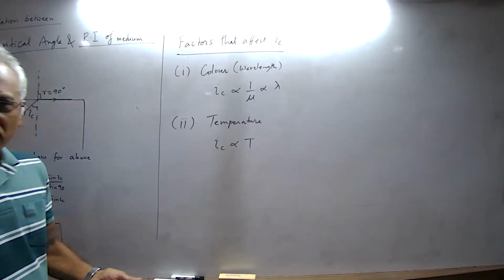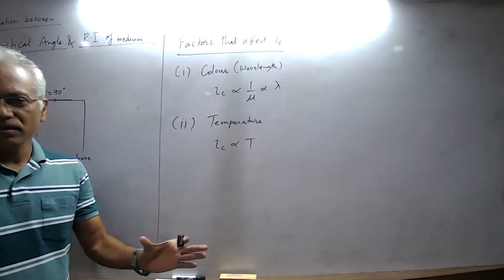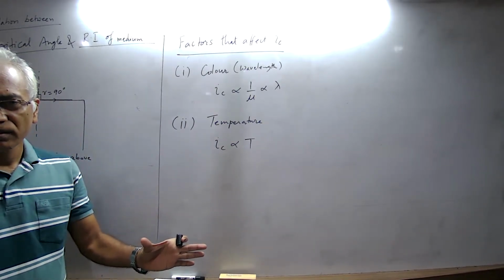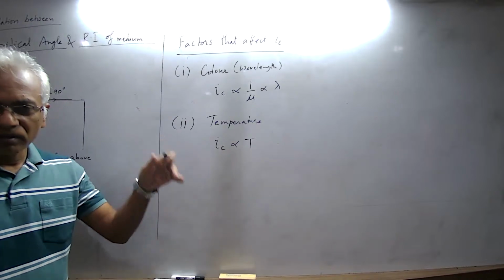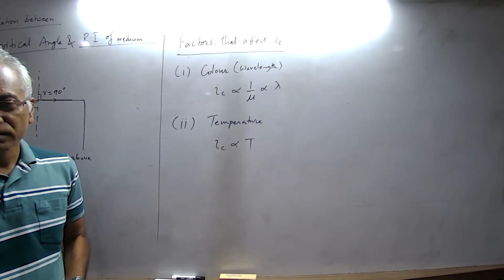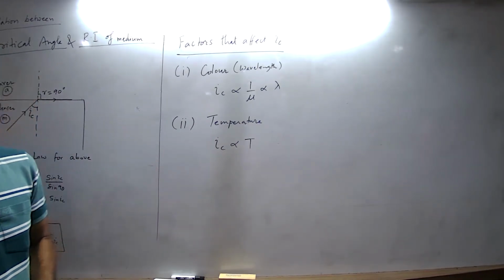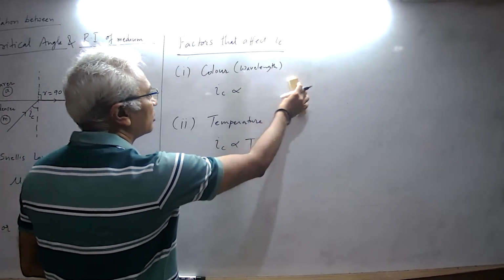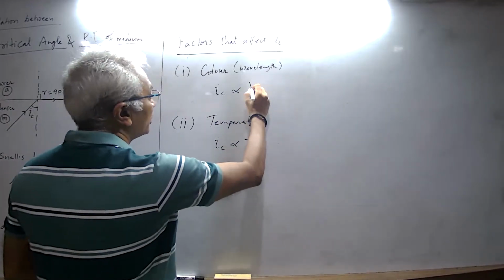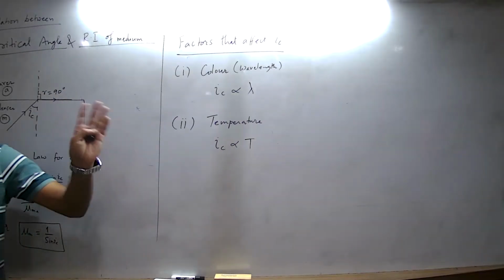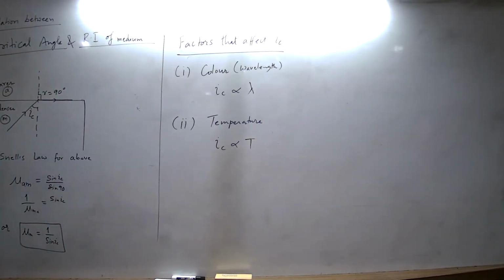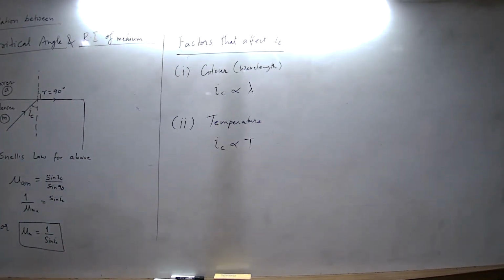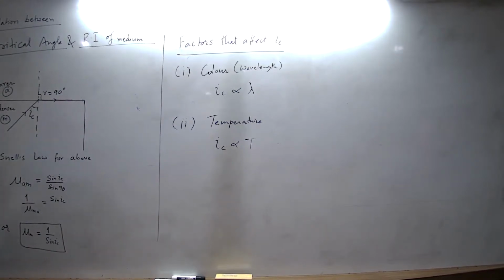Yeah, when temperature rises, the medium density decreases due to expansion. Therefore, the speed of light would increase. Now you got it. So think in terms of refractive index. दोनों relation मिल जाए. Got it? So in both cases, with wavelength and with temperature, the critical angle is directly proportional to both of them. Understood?